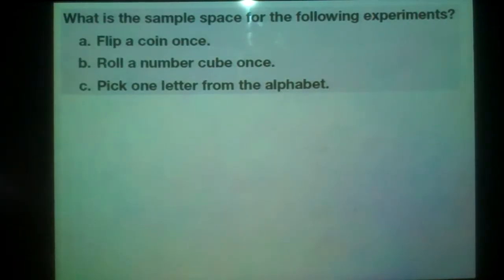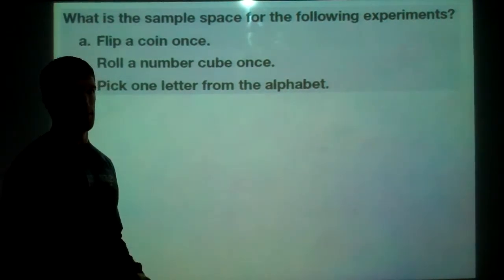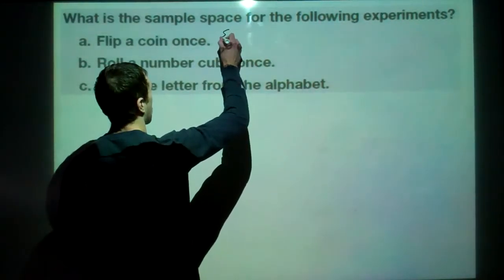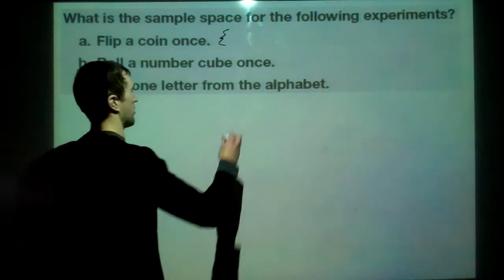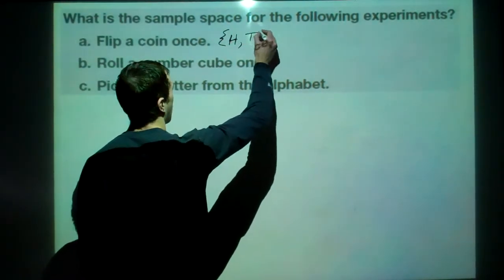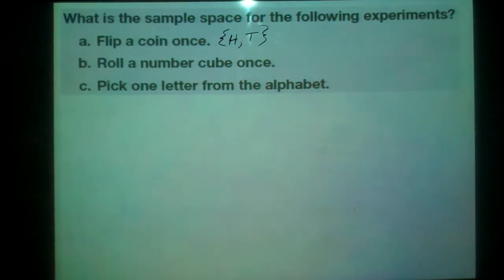So for instance, what is the sample space for the following experiments? Well, if you flip a coin once, how many different outcomes are you going to have? You're going to have 2. And we want to be very distinct, and we want to show what those outcomes are. So we use those little brackets there. You're either going to get a heads or you're going to get a tails. So we write H, T. That would be your sample space for flipping a coin one time.